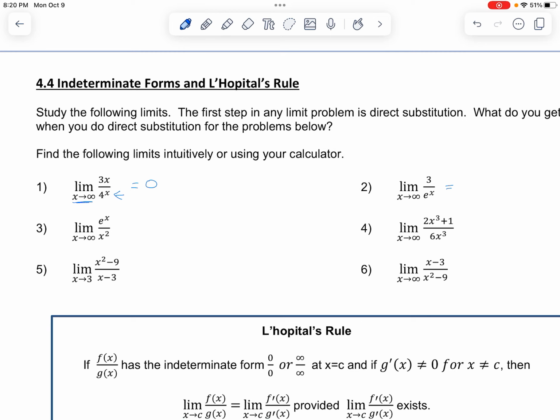And the same thing with number 2, right? You have a constant on the top and an exponential on the bottom. As x gets bigger, the bottom grows faster and faster. So that limit is just going to go to 0.